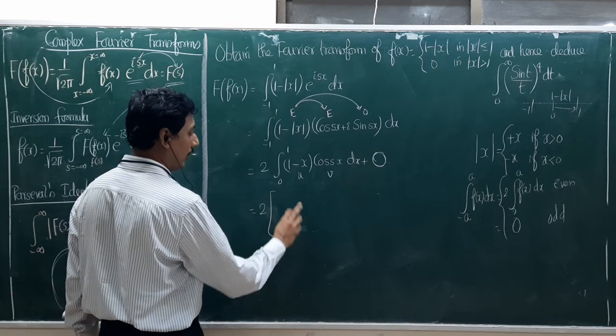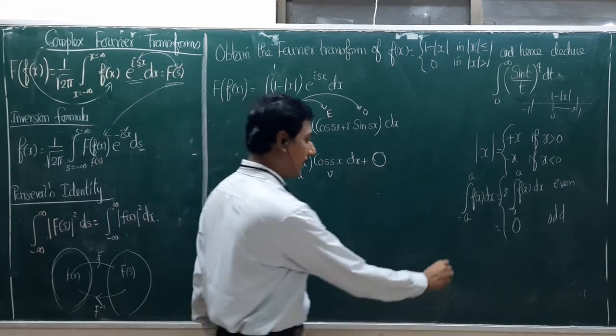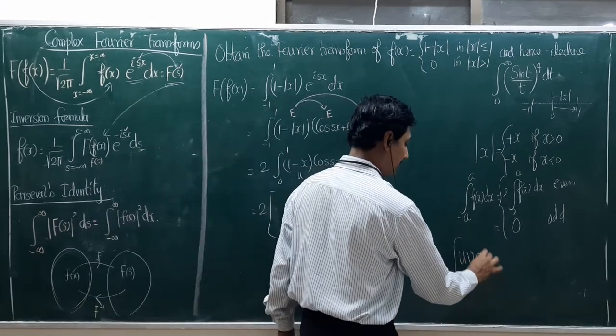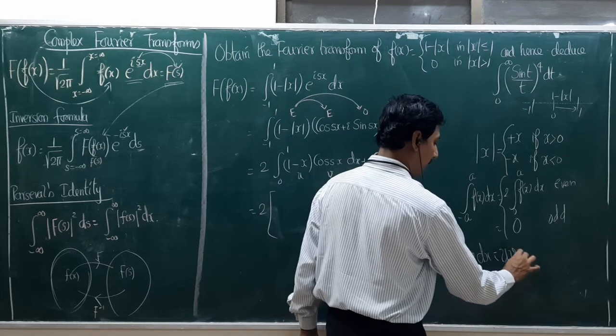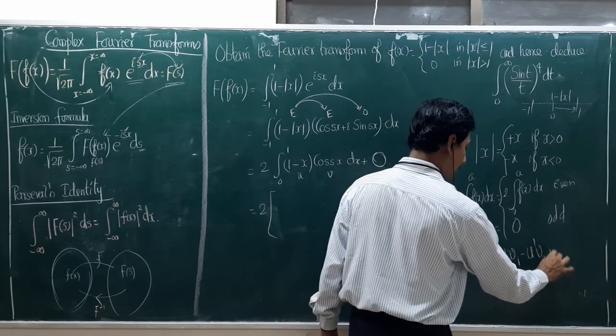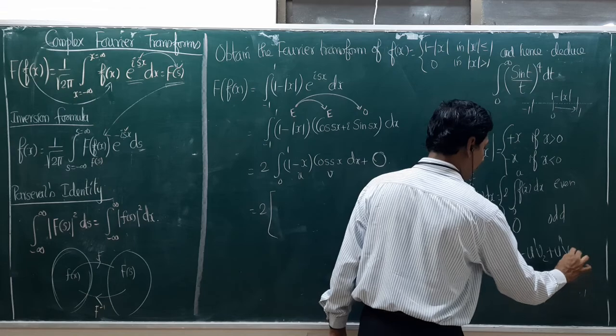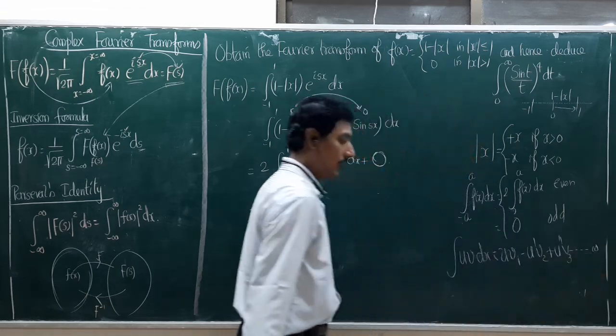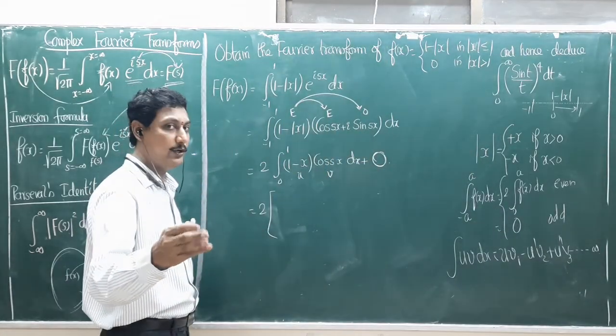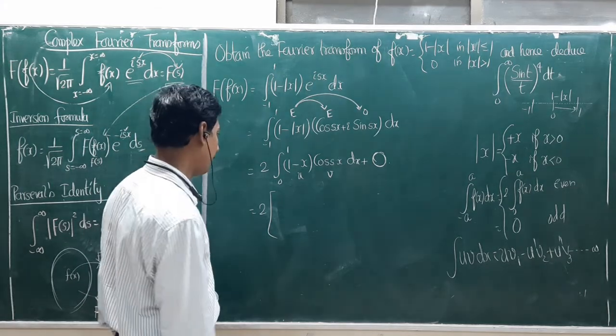So 2 into uv. What is Bernoulli's formula? The integral of uv dx is equal to uv1 minus u' v2 plus u'' v3 minus, and so on up to infinity. The dash represents the derivative, and v1, v2, v3 are the successive integral values, as you know.